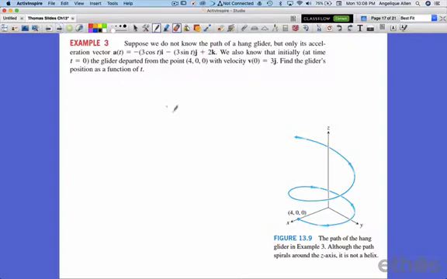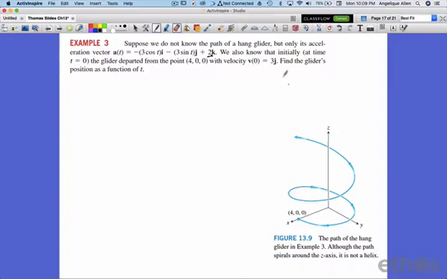However, if you look at the acceleration function in the question, that one is a helix because the rate of increase of the vertical component is just 2 instead of something like t squared. All right. So suppose we do not know the path of a hang glider, but only its acceleration vector a of t. And here we have all of the components.